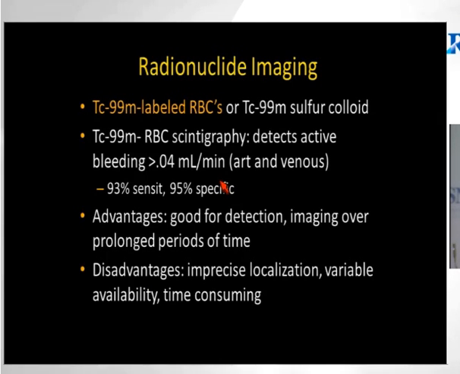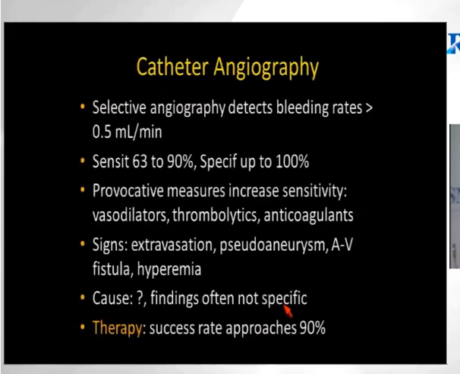But the major disadvantage, and I think we've all experienced this, is that it doesn't really provide much detail about the localization and the specific cause of the bleed. The availability of nuclear scintigraphy in the emergency setting off hours is variable across the world, and it is a relatively time-consuming examination. Catheter angiography is 10 times less sensitive than nuclear scintigraphy, so the bleed has to be 0.5 cc's per minute in order to be detected with catheter angiography. And in that setting, the sensitivity, of course, will be less than nuclear scintigraphy for the same reasons.